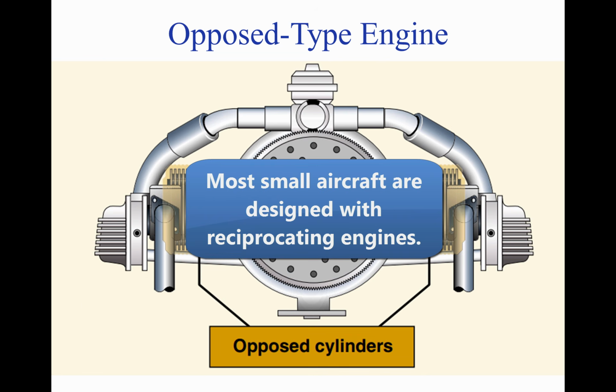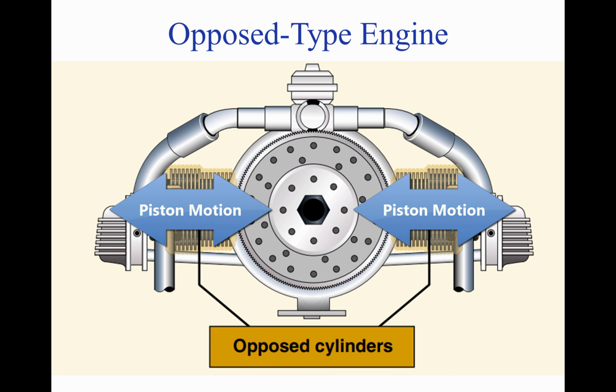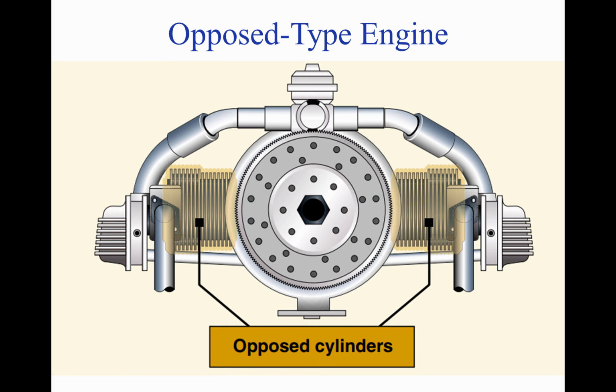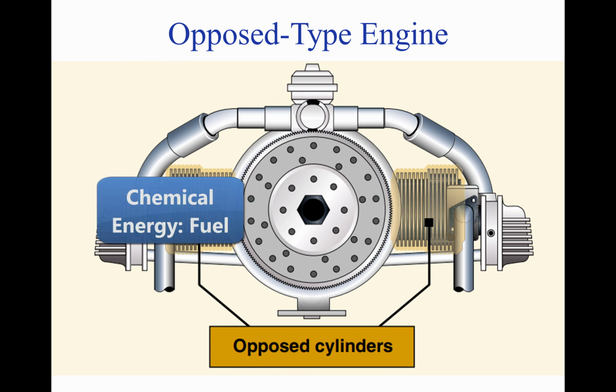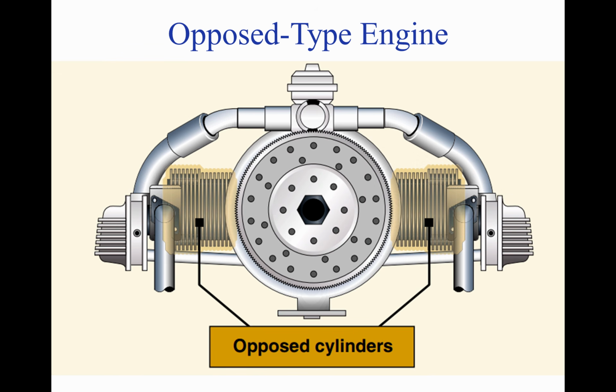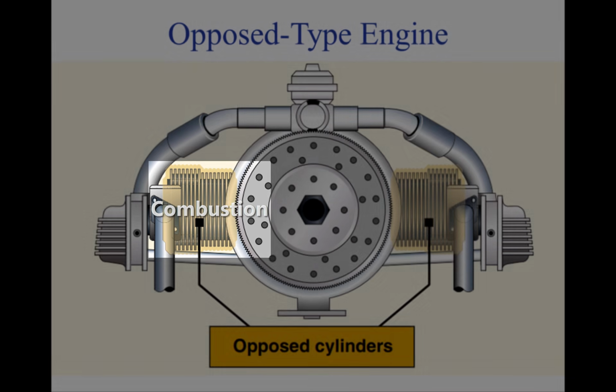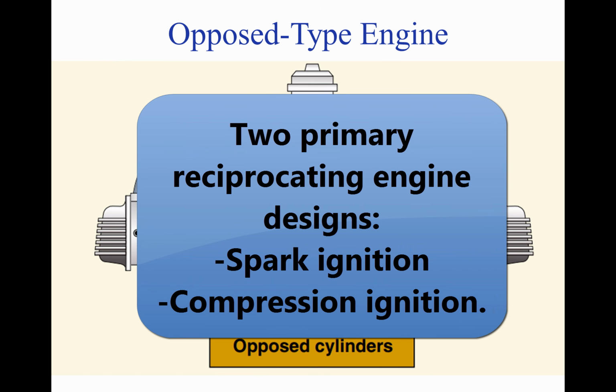Most small aircraft are designed with reciprocating engines. The name is derived from the back and forth or reciprocating movement of the pistons, which produces the mechanical energy necessary to accomplish work. Reciprocating engines operate on the basic principle of converting chemical energy, fuel, into mechanical energy. This conversion occurs within the cylinders of the engine through the process of combustion. The two primary reciprocating engine designs are the spark ignition and the compression ignition.